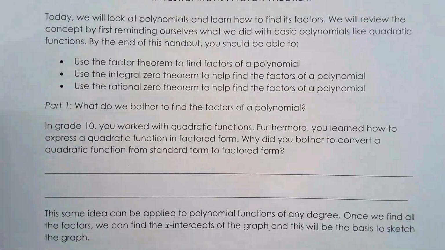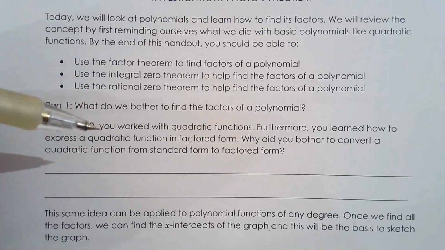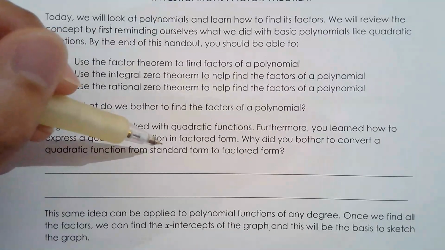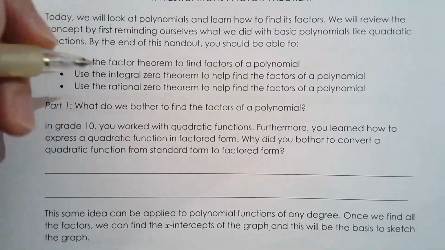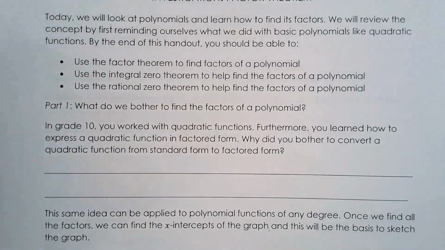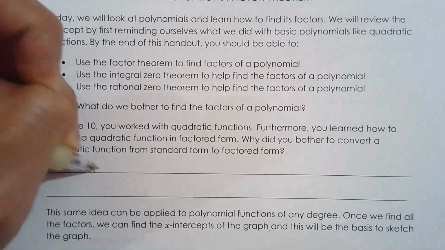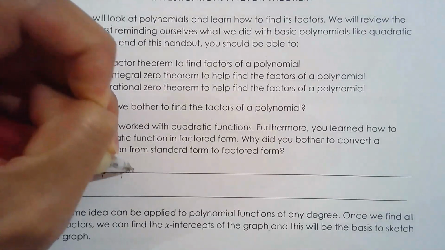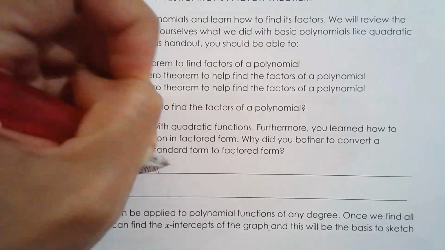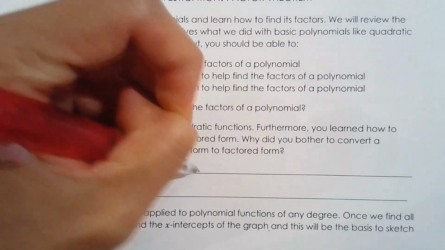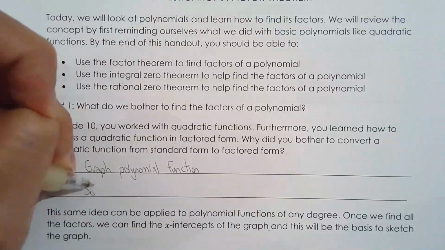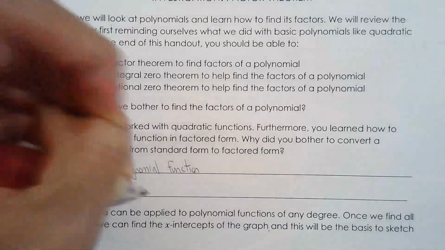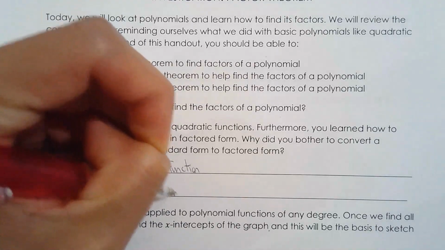Now, before we talk about some more theorems, I just want to quickly refresh your memory. Why is it beneficial to factor a cubic or quadratic or any polynomial for that matter? Why do you want to go from standard form to factored form? In general, why do you want to factor? There are two big reasons. One, graph a polynomial function, because once it's in factored form, you can have the zeros. Two, solve word problems.